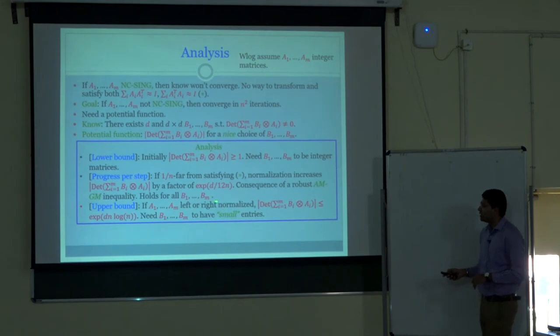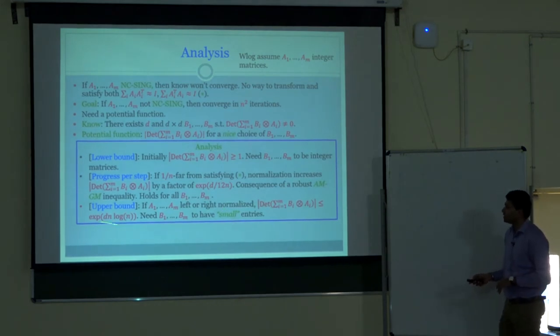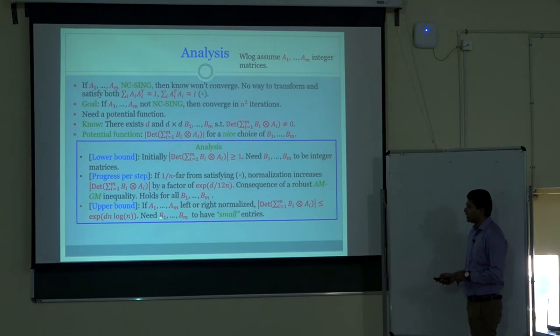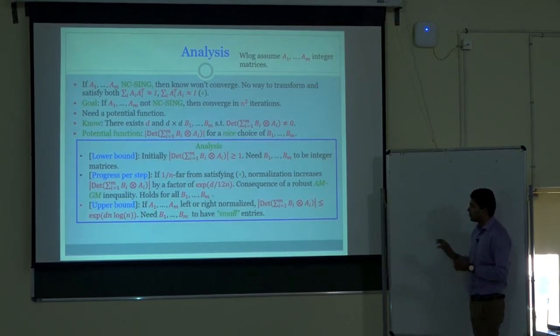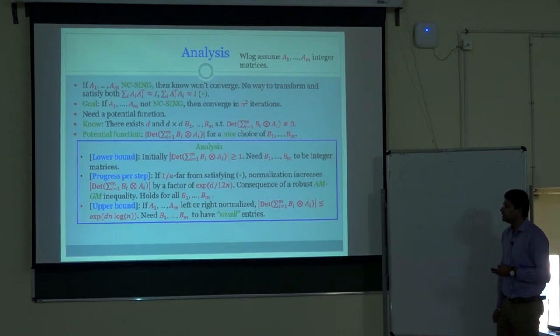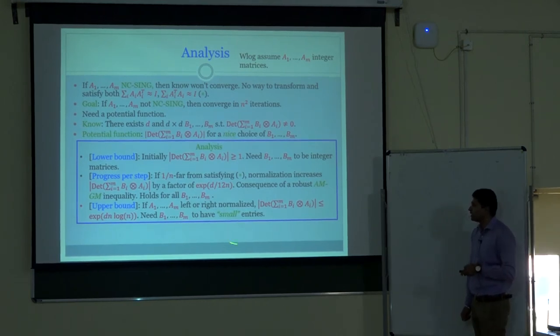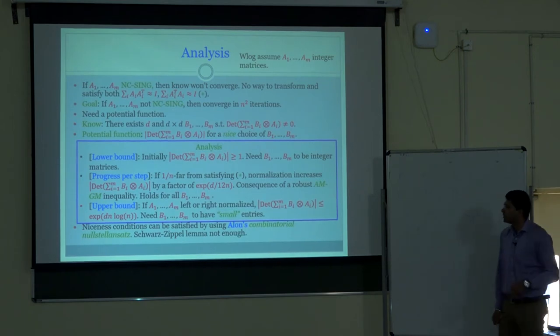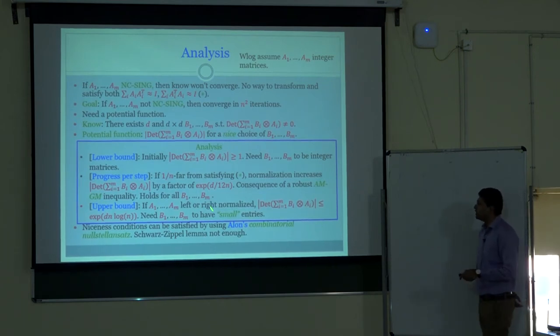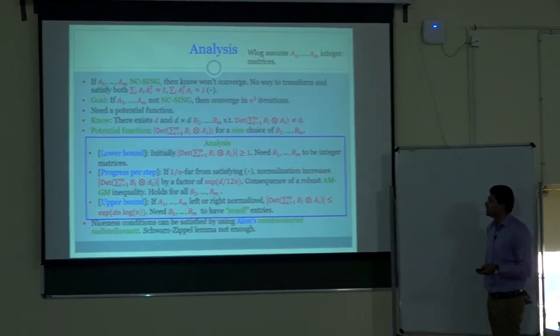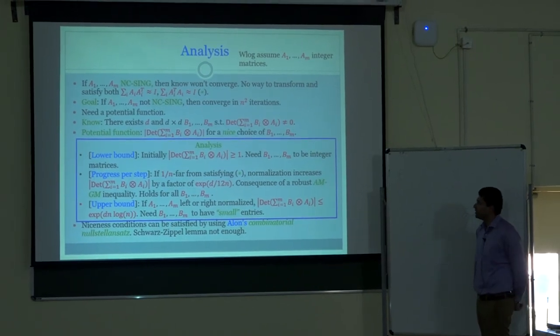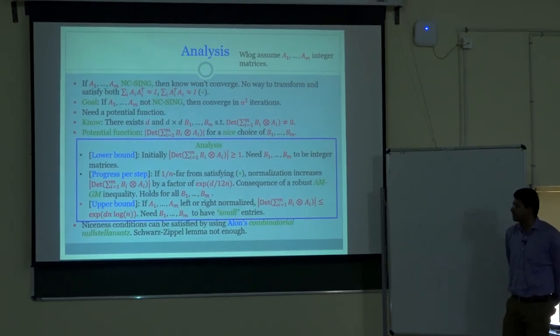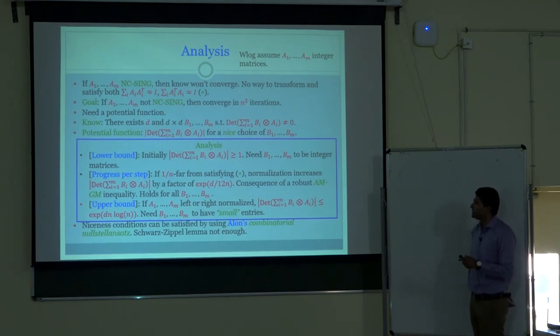If a1 to am are left or right normalized, then the determinant is upper bounded by some factor. So again, this needs that b1 to bm have small entries. And these small entries you can ensure by applying some standard polynomial lemmas. For example, here you can apply the Schwartz-Zippel lemma to ensure that b1 to bm are small. Basically, if you have a polynomial which is non-zero, then there's an evaluation of the polynomial somewhere with small inputs that makes it non-zero. So this, yeah, this is all the analysis.